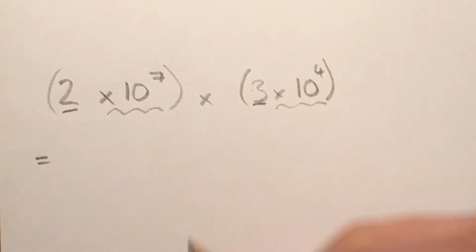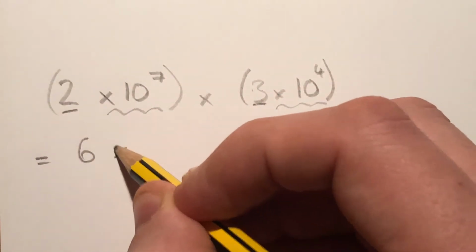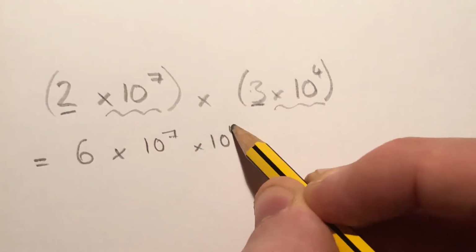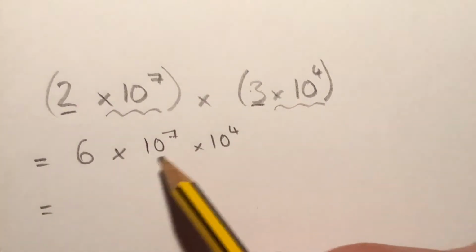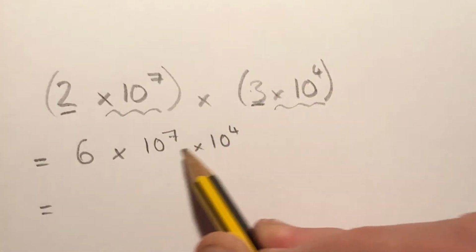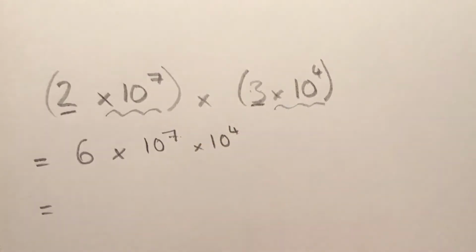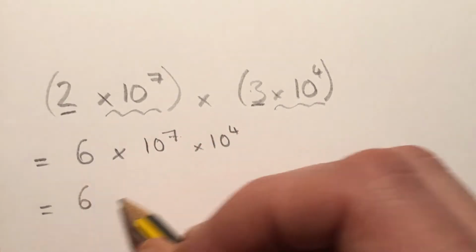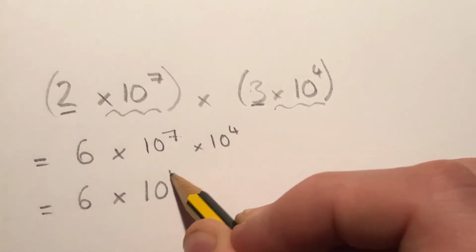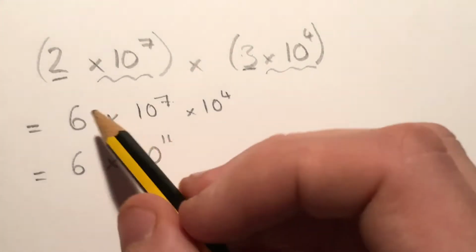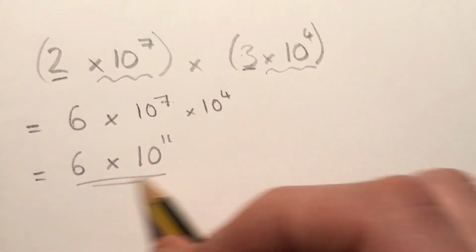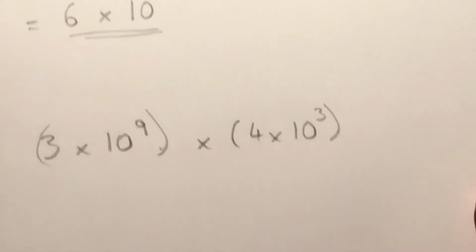So 2 times 3 we know is 6, and times 10 to the power of, well, we've got times 10 to the power of 7 times 10 to the power of 4. Now this is just rule 1 of indices. If I've got two bases multiplying each other, I can just add their powers together. So this is still 6 times 10 to the power of, well, 7 plus 4 is 11. So 2 times 10 to the power of 7 times 3 times 10 to the power of 4 is 6 times 10 to the power of 11. That seems easy enough. Let's just try another one then.